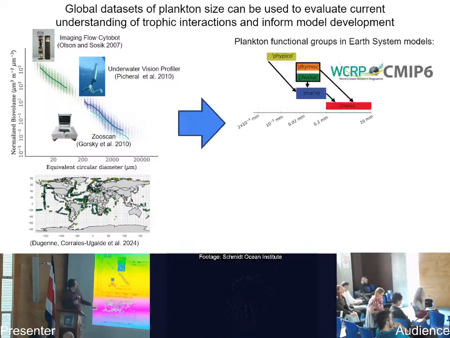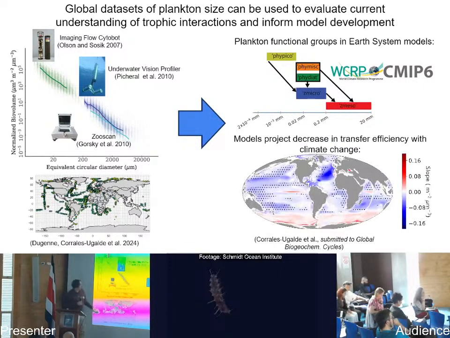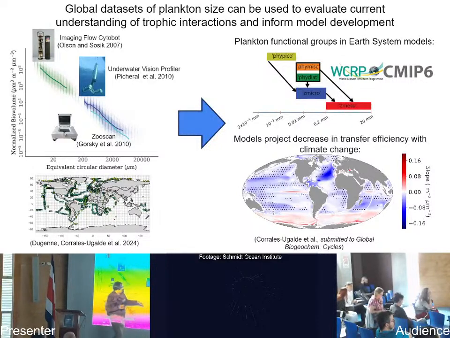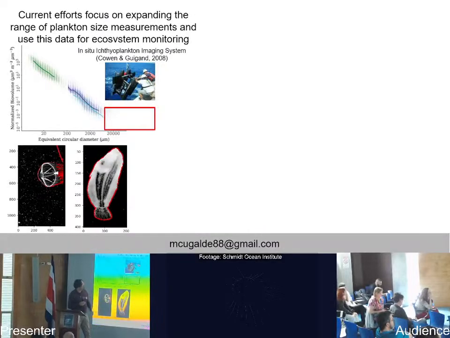And because of this coverage, we were able to then use this data to inform the development of biogeochemical global models that help us understand how climate change will affect trophic transfer through the systems. And as you can see here in this map, all of these blue areas show that under climate change, trophic transfer efficiency will decrease in high emissions.